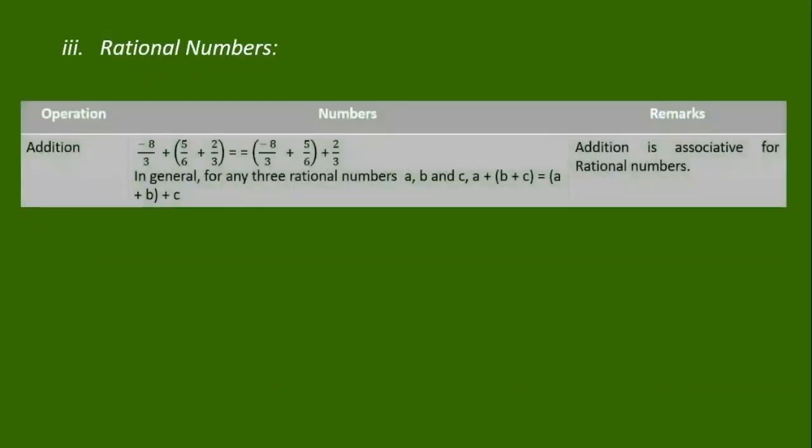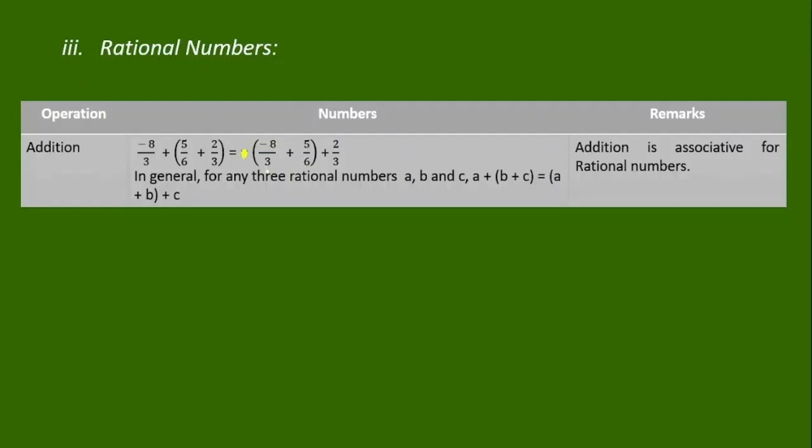Now let's move on to rational numbers. So for rational numbers also we will consider all the operations one by one. So here first we are considering the addition operation. For addition we have minus 8 upon 3 plus (5 by 6 plus 2 by 3), that is equal to, okay.